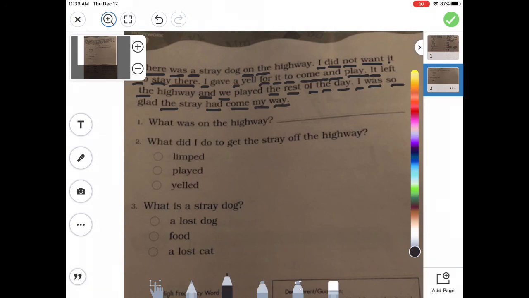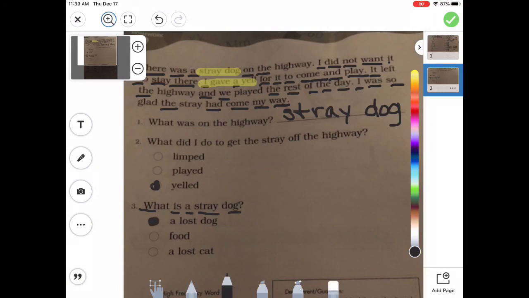So what was on the highway? There was a stray dog. And what stray means is it means it does not have a home. A stray dog. What did I do to get the stray off the highway? Did I limped, played, or yelled to get it off the highway? That's right, I gave a yell to get it off the highway. And then what is a stray dog? Would it be a lost dog, food, or a lost cat? That's right, it means a lost dog.